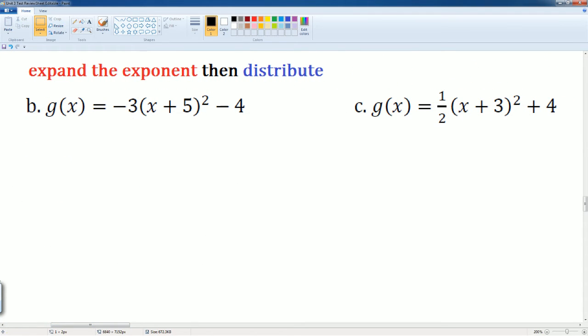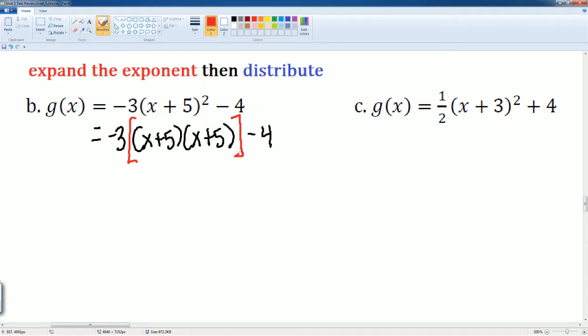Let's do it here. This is going to be equal to negative 3, then x plus 5 in the first parentheses, and another x plus 5 in the second parentheses, minus 4. I put the red bracket here to help us stay organized, and now I'm going to distribute. x times x will get you an x squared. x times 5 will get you a 5x. The 5 times x here will get you 5x, and the 5 times 5 here will get you 25.